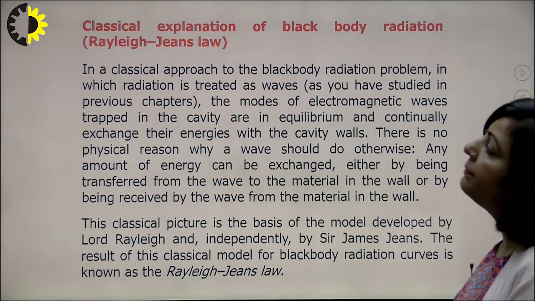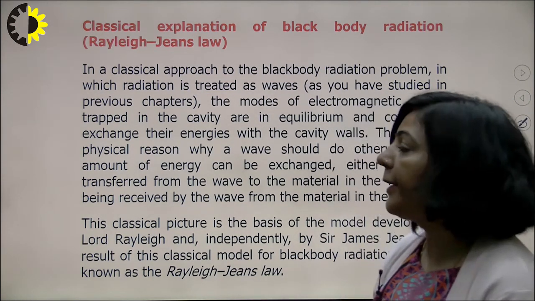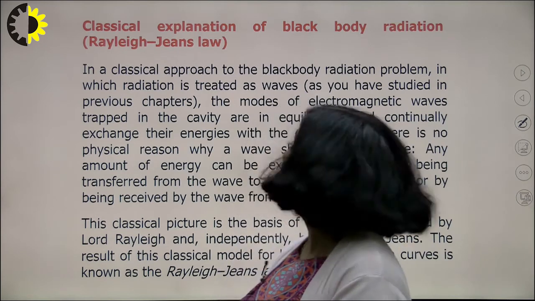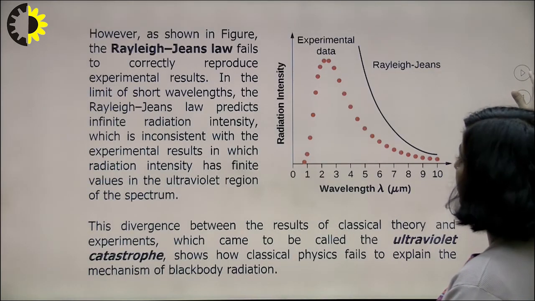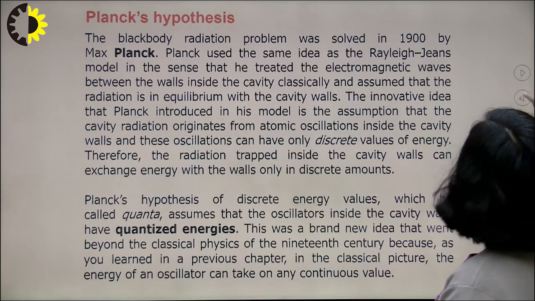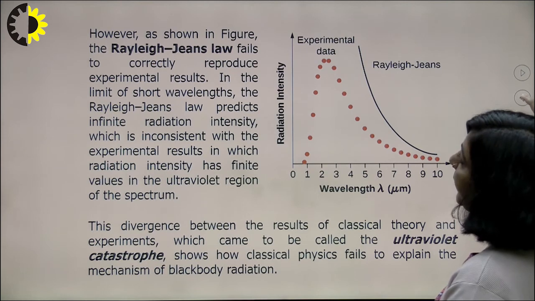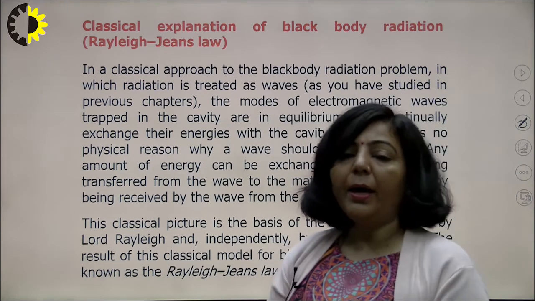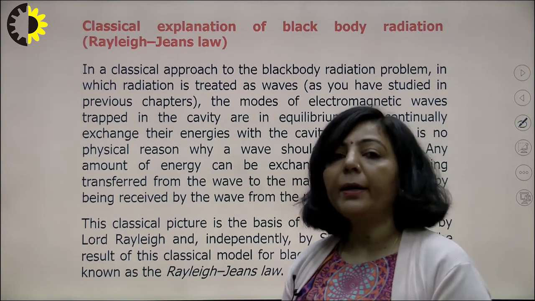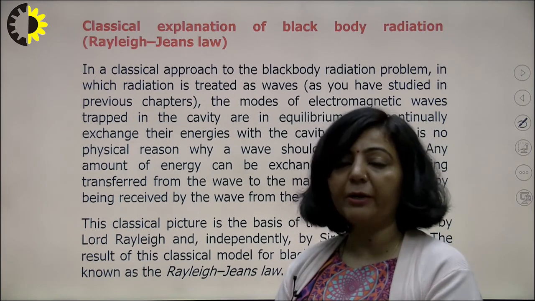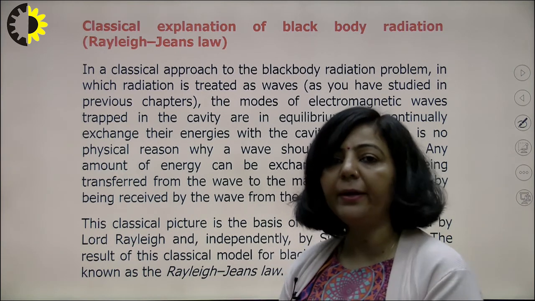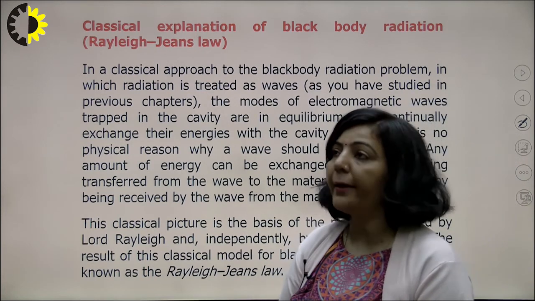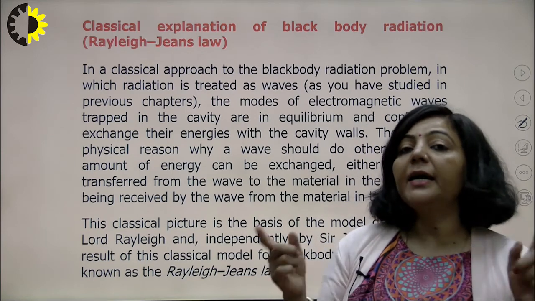After that, we have two important explanations here. The first one is the Rayleigh-Jeans law, and the second one is Wien's radiation law. But these two explanations were given on the basis of classical theory, and these laws were not able to completely explain the black body radiation spectrum. Because of that, the classical theory was modified with a new theory known as Planck's quantum theory. So in the next lecture, we will discuss Planck's quantum theory and how the classical theory failed to explain the entire black body radiation spectrum.